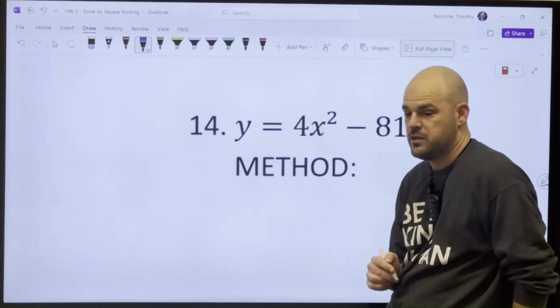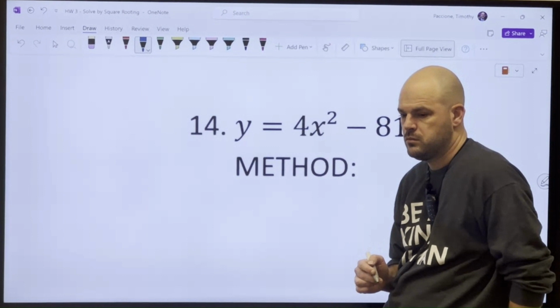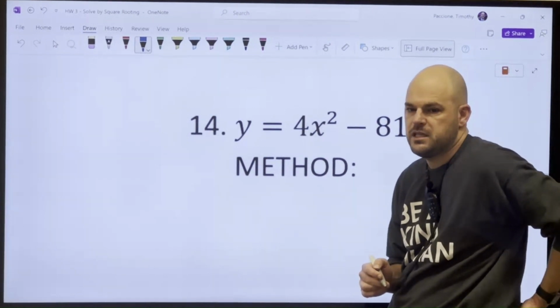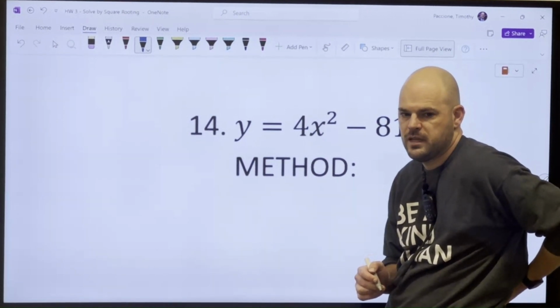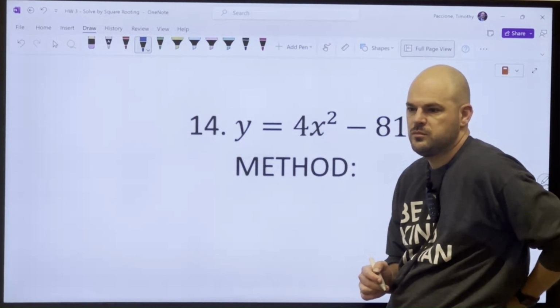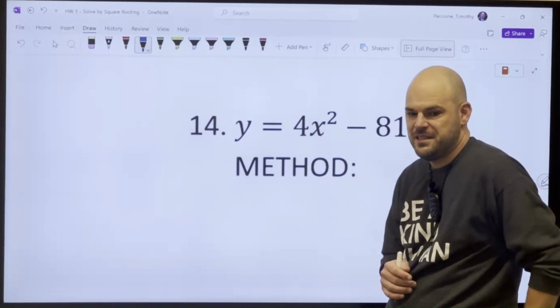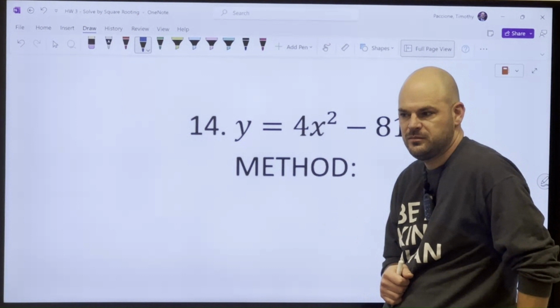So do you want to see it with the square root? No, I figured that. Okay. Does anybody else want to see 14? No? Yes? No? Any other problems we want to see? So we're good?